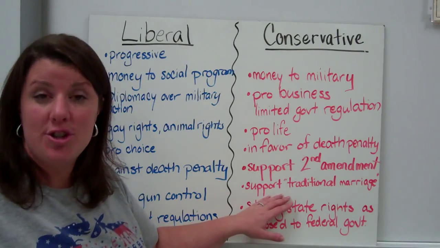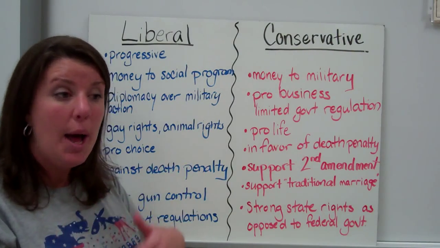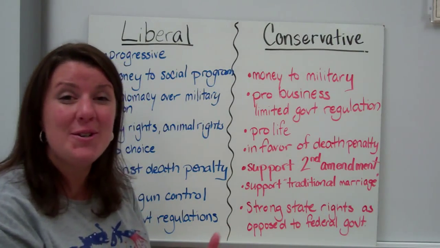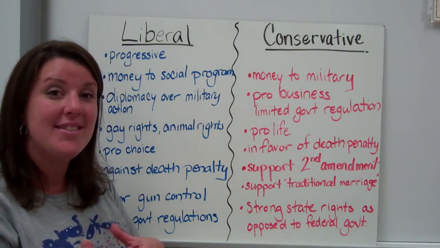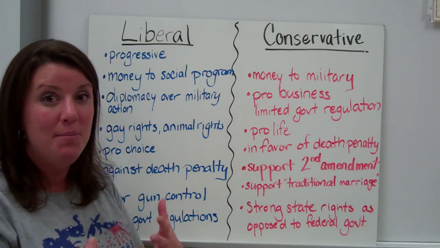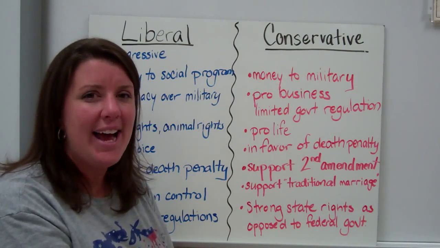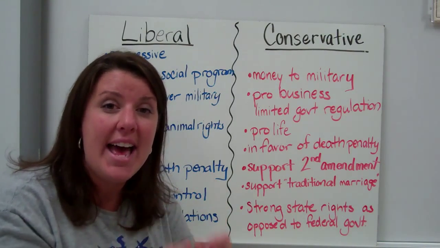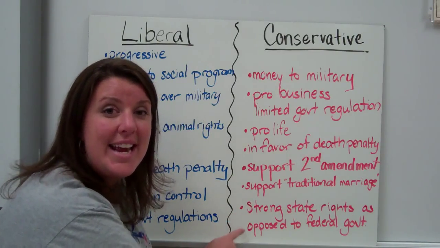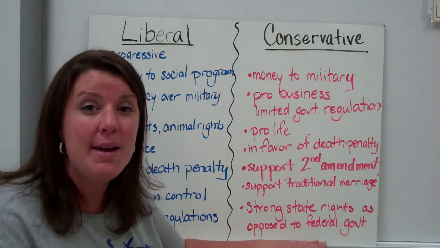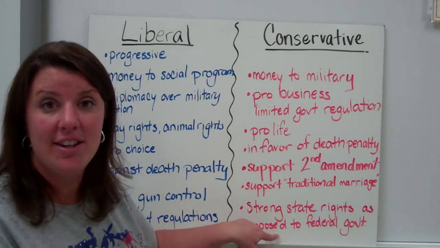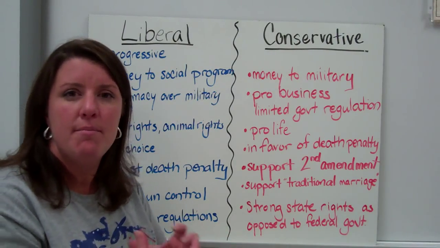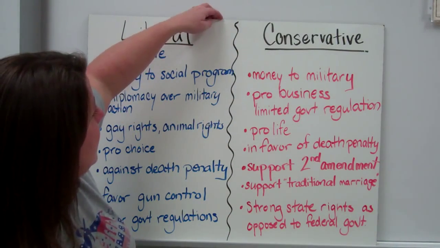Next one, supporting traditional marriages, saying that a marriage is between a man and a woman. And lastly, strong states' rights. We talked about in class Mitt Romney's healthcare program of Massachusetts being the model for Obama's, and how he could seem as if he's contradicting himself. However, he said it should be a state-by-state decision. So that's the perfect example of seeing how states should be more powerful, or not more powerful, but they should have equal power to the federal government.